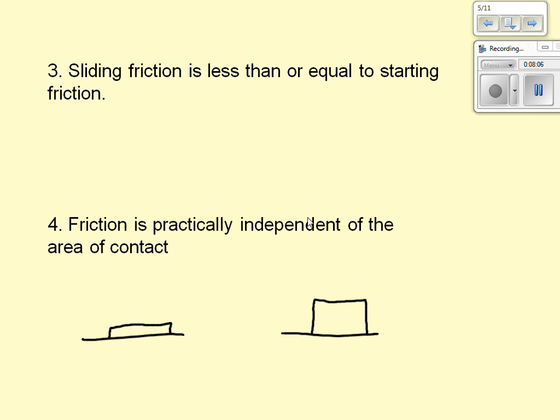Practically independent. Again, I'm sure the Mythbusters could probably come up with something. Just what they did yesterday. What did they do yesterday?